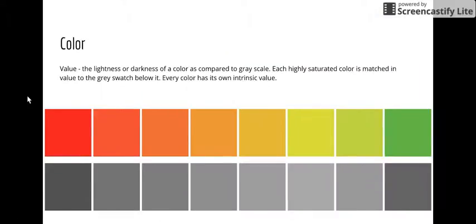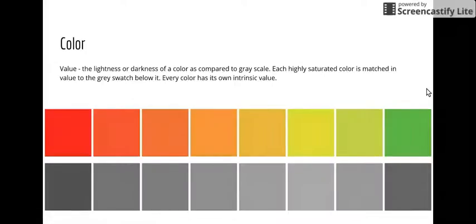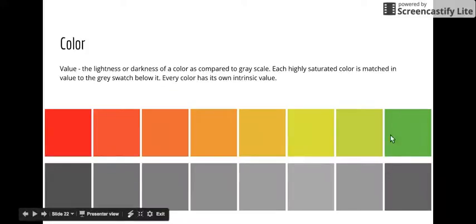Value is the lightness or darkness of a color as compared to a gray scale. Here the top is a sample of colors that are at full saturation, as they're all very bright, and they're matched by value to the gray swatches below. So you can see that every color has its own intrinsic value. Bright red is actually quite a dark color, and yellow is the lightest color.